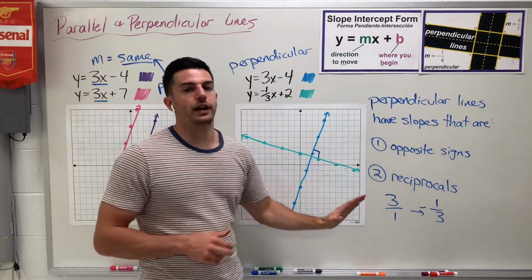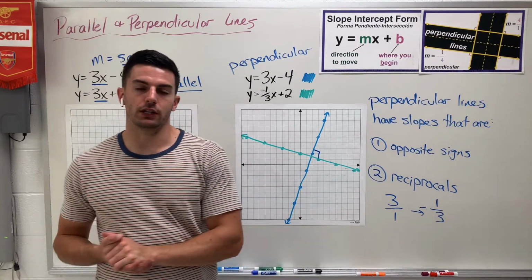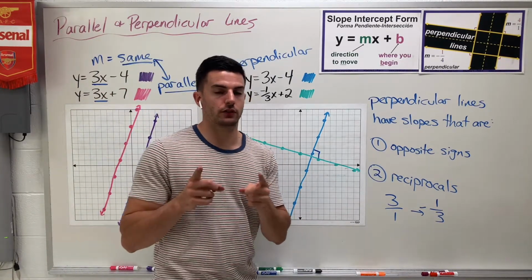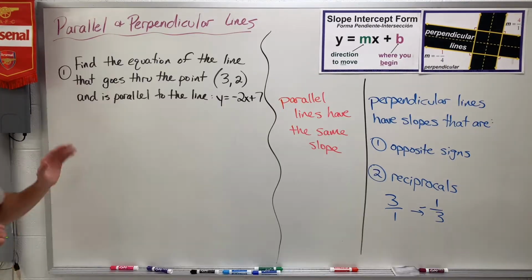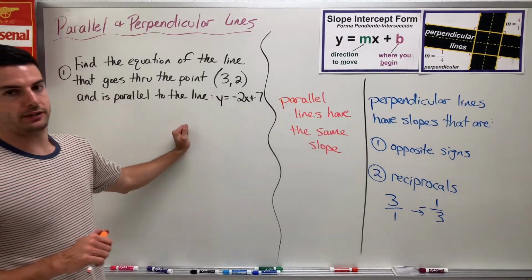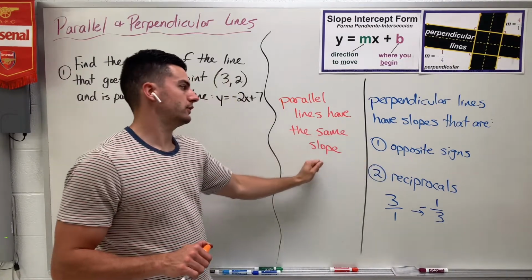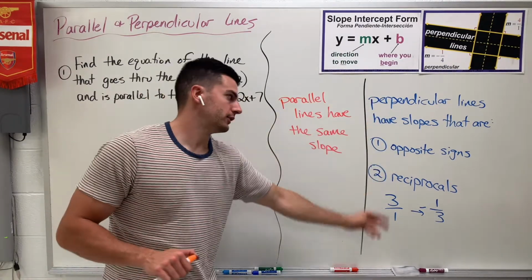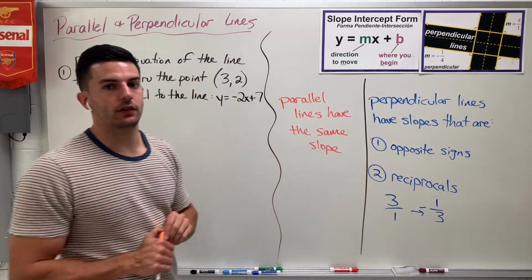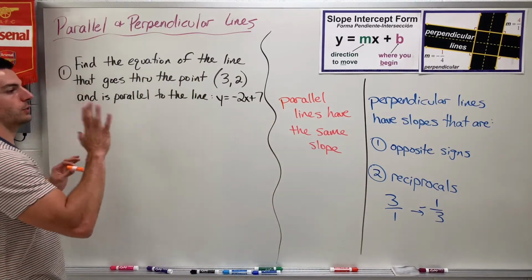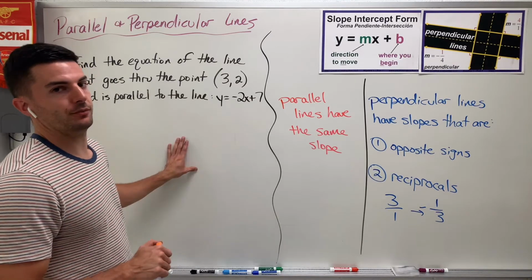So we're going to use that then to answer questions like we did in the previous videos, okay? So we're going to get into those right now. Okay, so I have up here an example we're going to do together, but I have up here the two rules. Parallel lines have the same slope, perpendicular lines have to have these two qualities of their slopes, okay? And so we have to keep these in mind when we do problems like this, okay?